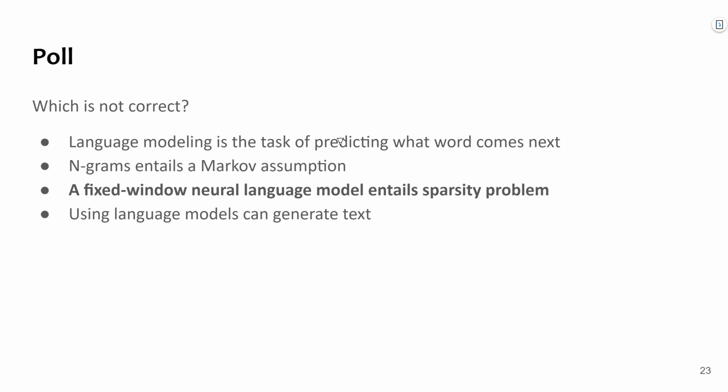Language modeling is the task of predicting what word comes next. It is correct. This is literally the definition of language modeling. And n-grams entail a Markov assumption. We cannot consider all the context given because it's too long. And a fixed window neural language model solves the sparsity problem. We don't have to think about the frequency of each pair. And we saw how we can generate new text using language models.